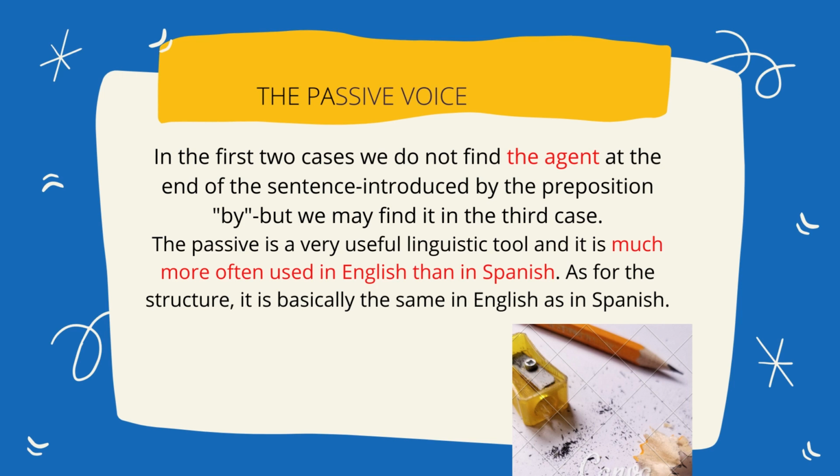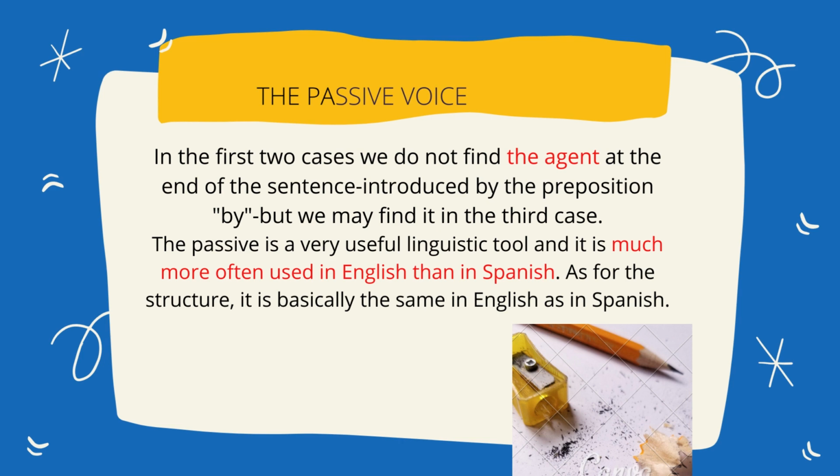We're going to start with the passive voice, and we're going to start just talking about the agent. In the first two cases, we do not find the agent at the end of the sentence introduced by the preposition by, but we may find it in the third case. So the passive is a very useful linguistic tool and it is much more often used in English than in Spanish. As for the agent, it is basically the same in English as in Spanish.